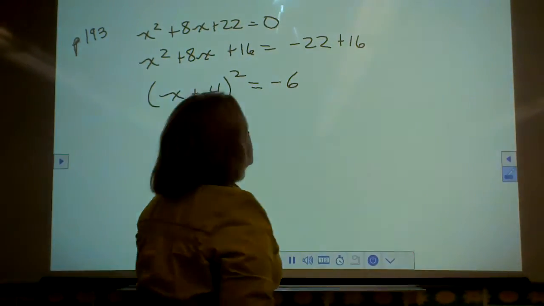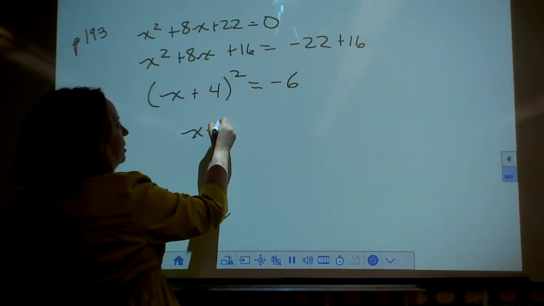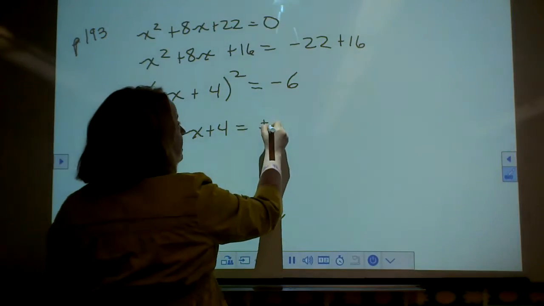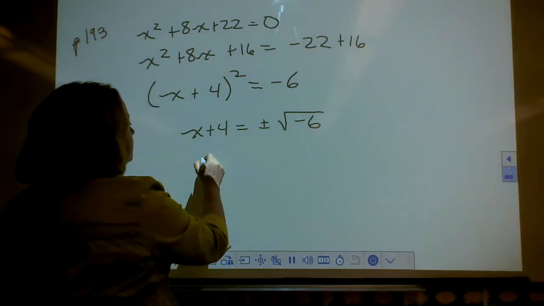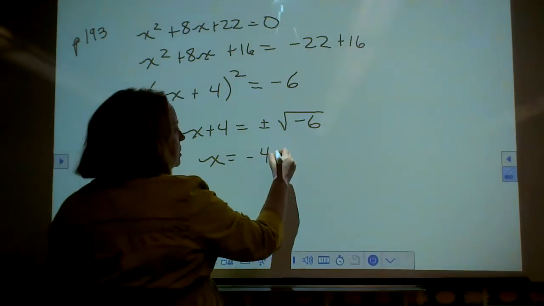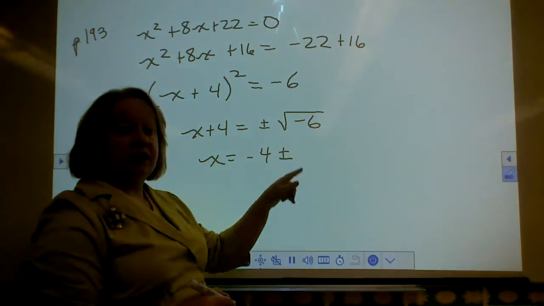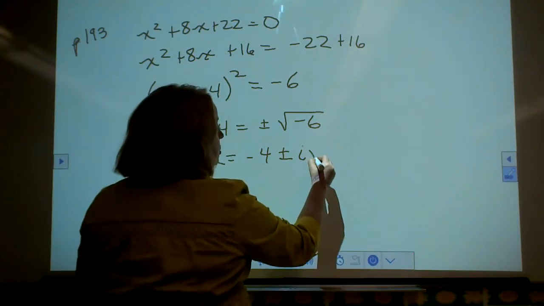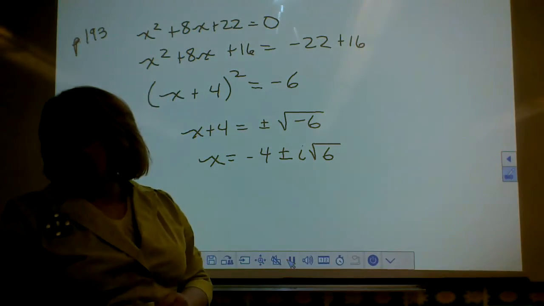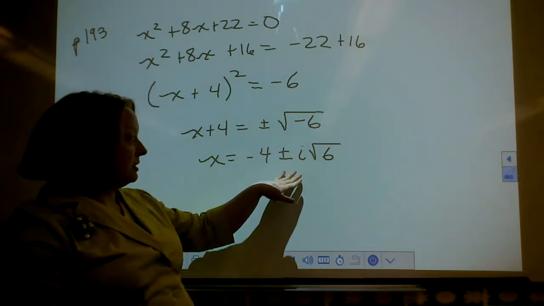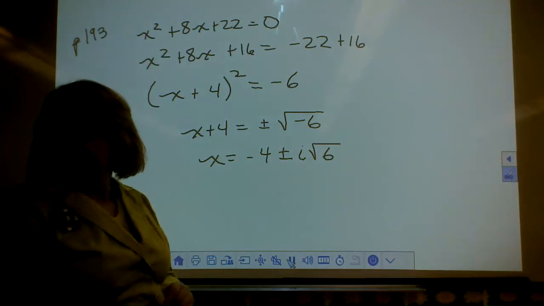And then from there, we can go ahead and square root both sides. So we get x plus 4 equals plus or minus the square root of negative 6. And then we're going to move that 4 over. So x equals negative 4 plus or minus. Now, since we have the square root of negative 6, we're going to take the i, the imaginary part, out, and then we'll be left with the square root of 6. So these would be our two roots here.